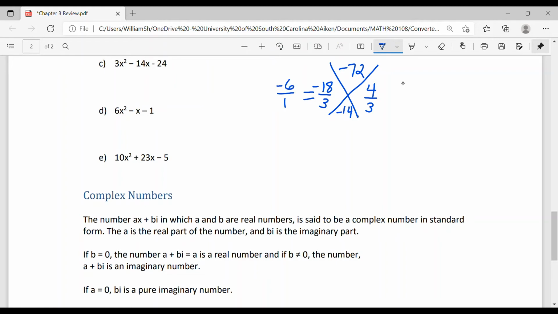So the way that I'm going to set this one up is going to be 1x minus 6 times 3x plus 4. And now I have factored part C. If you want to, you don't even have to put the 1 in front of the x. It's imagined to be there. It's known to be there. And you can write it very simply as x minus 6 times 3x plus 4. There you go.